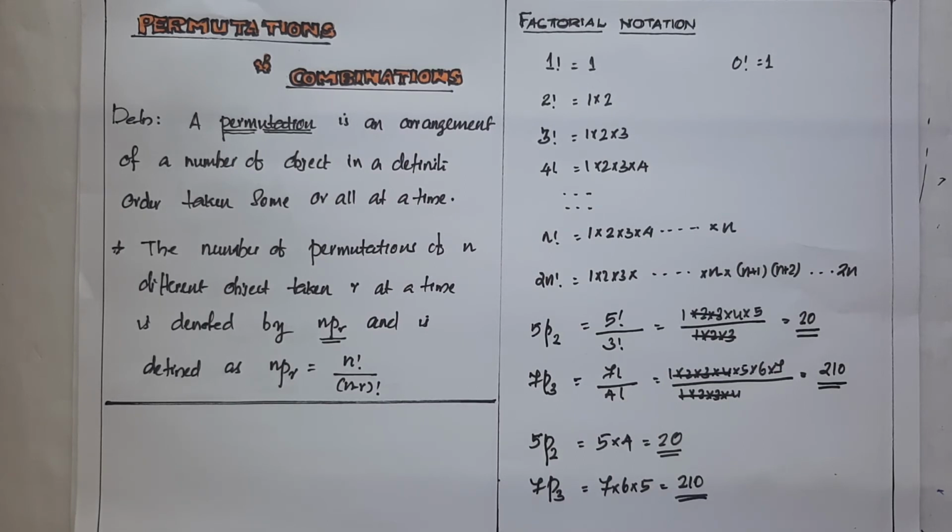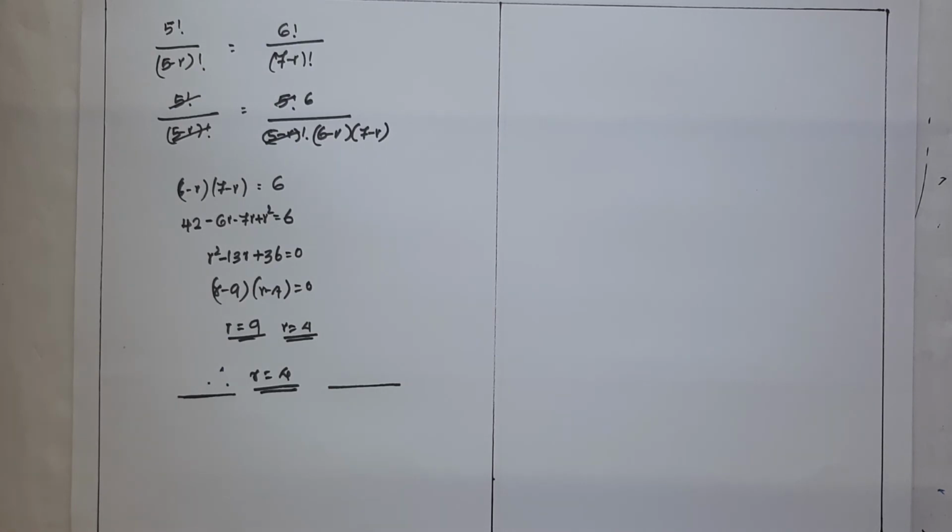The actual definition of permutation says that the number of permutations of n different objects taken r at a time is denoted by NPR, and it equals n factorial by (n minus r) factorial. Permutation means an arrangement. We arrange n objects in r ways, or arrange all of them.